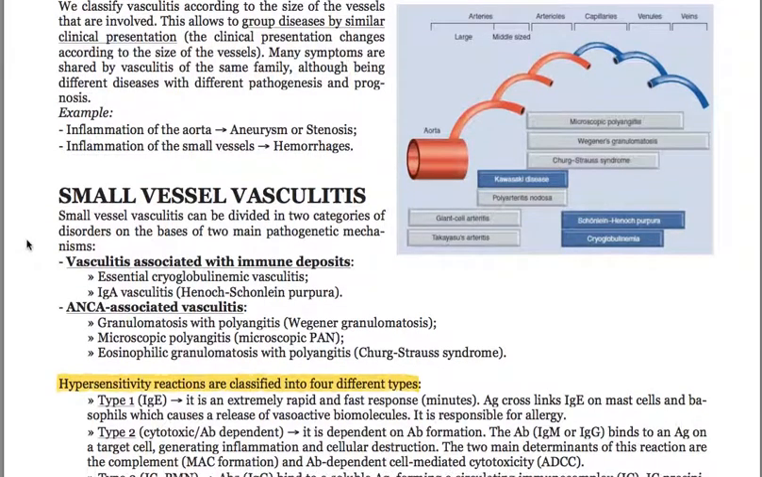So small vessel vasculitis can be divided into categories of disorders on the basis of two main pathogenetic mechanisms. Vasculitis associated with immune deposits, like essential cryoglobulinemic vasculitis and IgA vasculitis, also known as Henoch-Schönlein purpura. We have also ANCA-associated vasculitis, such as granulomatosis with polyangiitis, also known as Wegener granulomatosis, microscopic polyangiitis, and eosinophilic granulomatosis with polyangiitis, also known as Churg-Strauss syndrome.